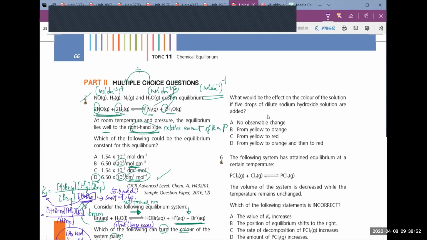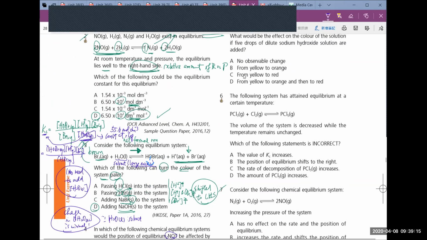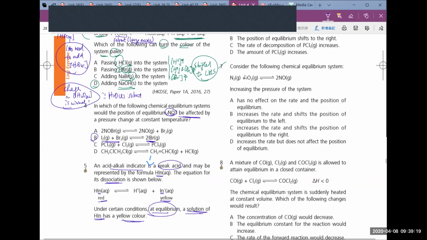So remember, what you just saw, right? At equilibrium already, it is a solution with a yellow color. So what will happen if I add a few more drops of alkaline into it? So what will be the answer? Someone say A, right? B, C, or D? It's originally yellow, right? What will happen if I put it in alkaline medium?